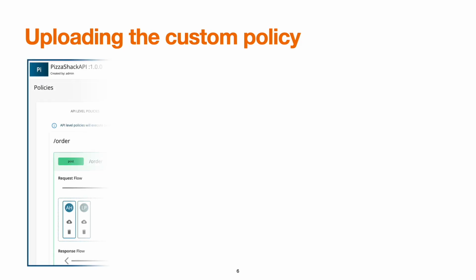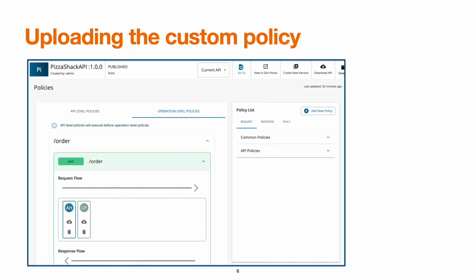Now let's proceed. Once we have created the policy, the next step is to upload the policy. So where to upload? Log into the Publisher portal, either go to the policy section and upload it, or you can go to the API. There is a section called add policy.